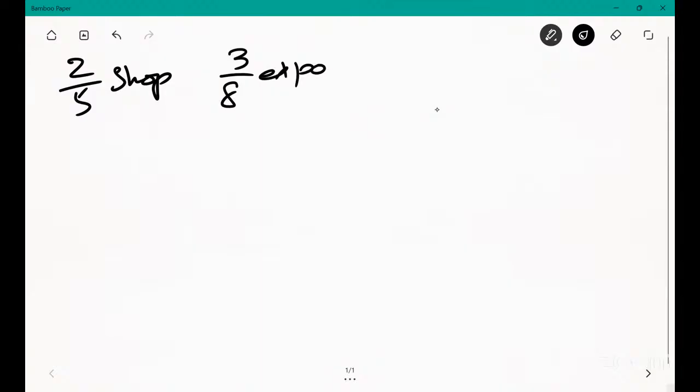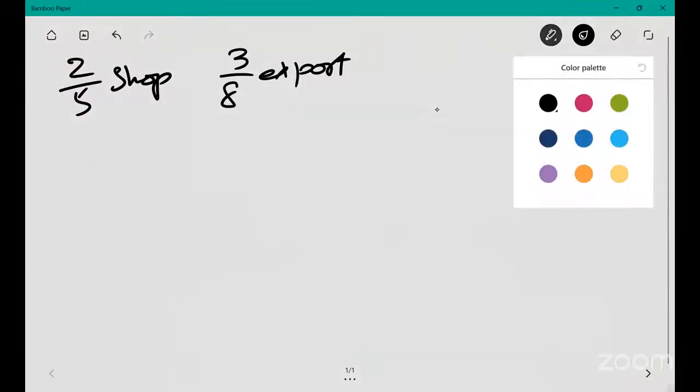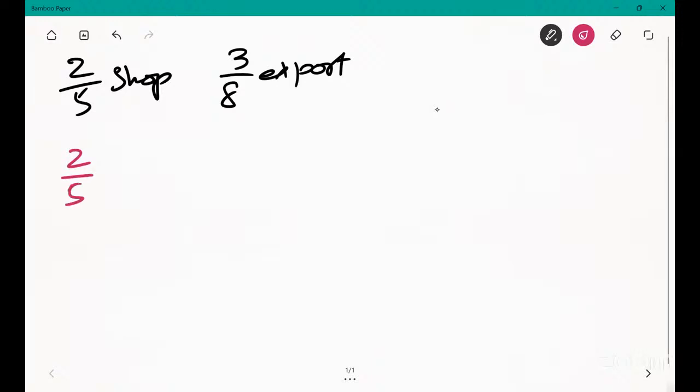So the first question that they're asking us is the fraction of the total stock. What is the fraction of the total stock for shops and exports? So that's a very direct question: the total fraction allocated for both shops and exports. So then what you have to do is just add the fractions. So here you're going to get 2/5 plus 3/8.